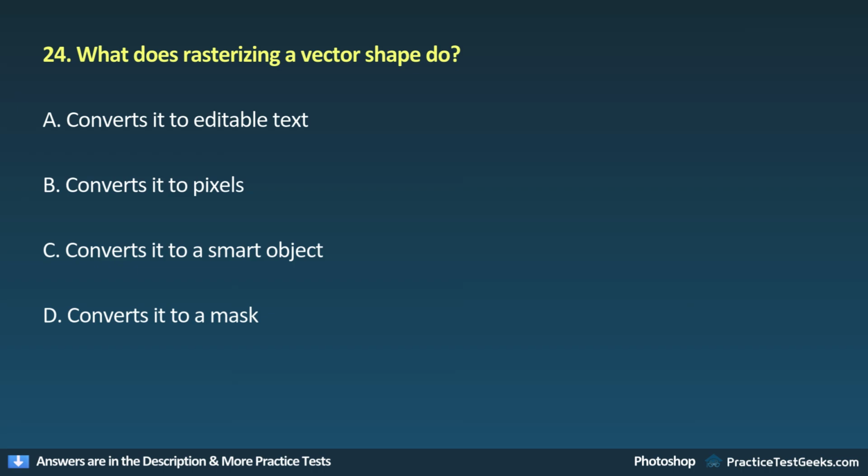24. What does rasterizing a vector shape do? A. Converts it to editable text. B. Converts it to pixels. C. Converts it to a smart object. D. Converts it to a mask.